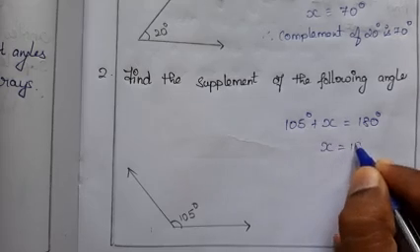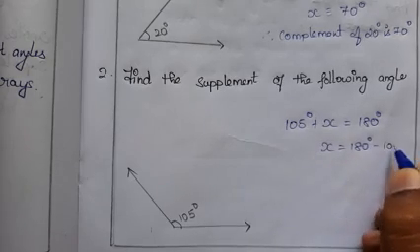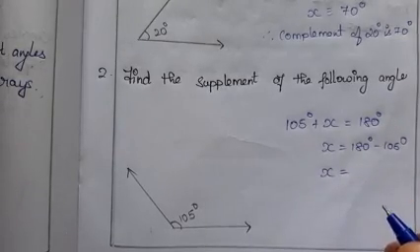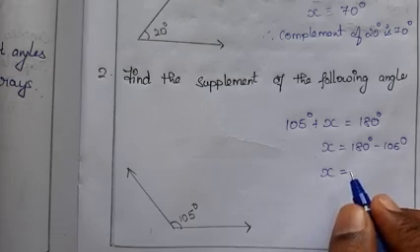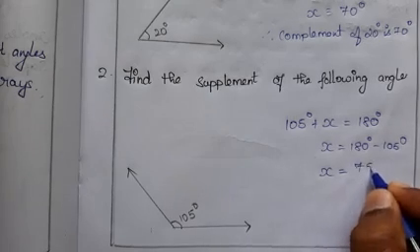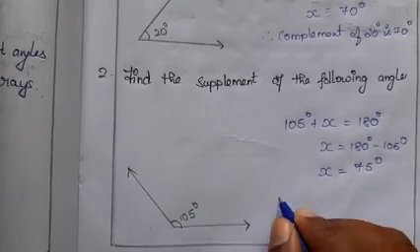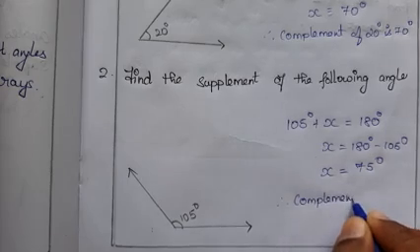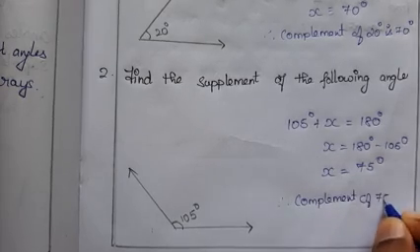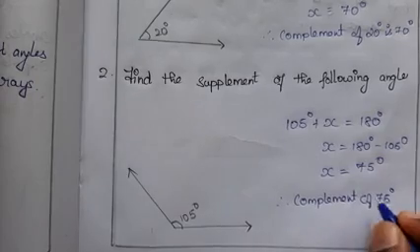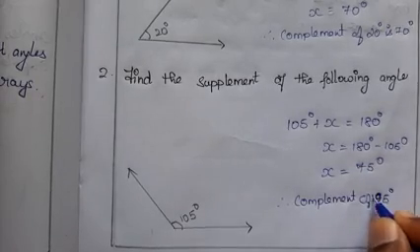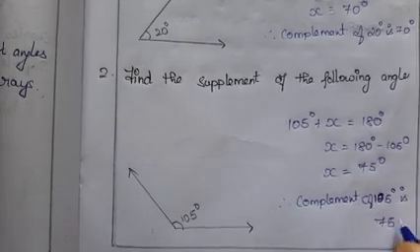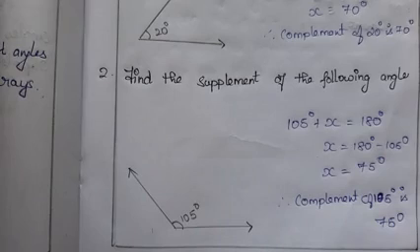So x is equal to 180 degrees minus 105 degrees. So x is equal to 180 minus 105, which is 75 degrees. So therefore, the supplement of 105 degrees is 75 degrees. Clear?